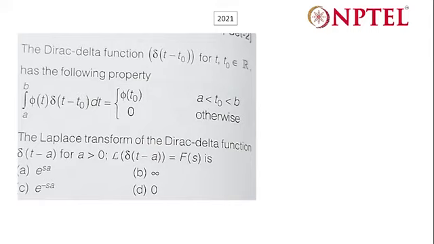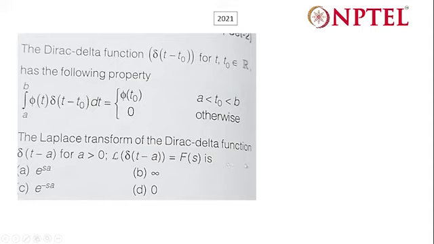This is just a property-wise question. Tell me the answer of this question. Come on, just property. Don't read all this. What he's telling you here is the definition of the Dirac delta function that we have seen. Then it is asking the Laplace transform of the Dirac delta.